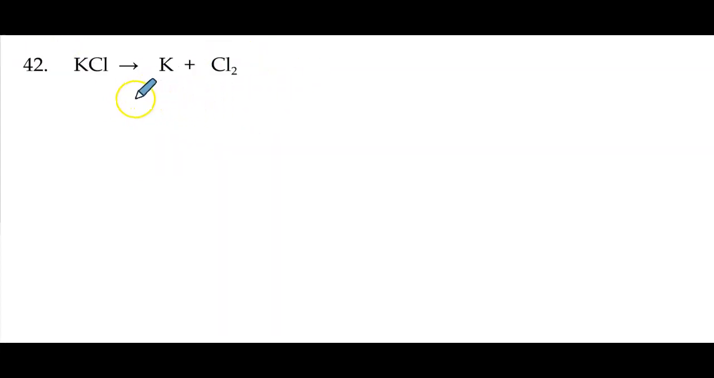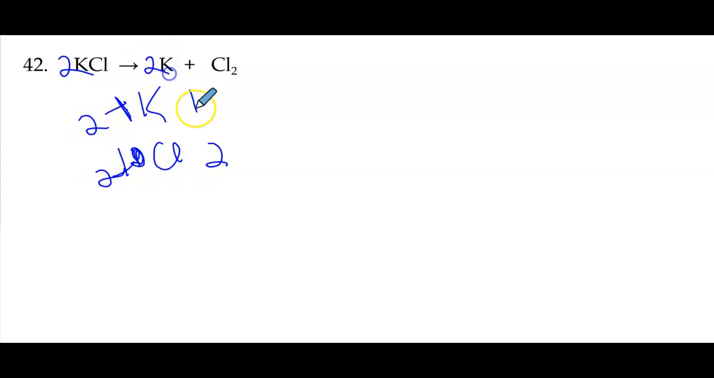Okay, so here we're going to balance no poly. So K and Cl, we have 1, we have 1, and we have 2. So I'm going to put a 2 here to get this to a 2, but it also changes that to a 2. So I got to put a 2 there to get that to 2.